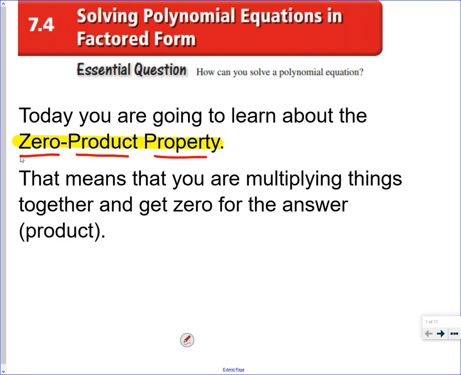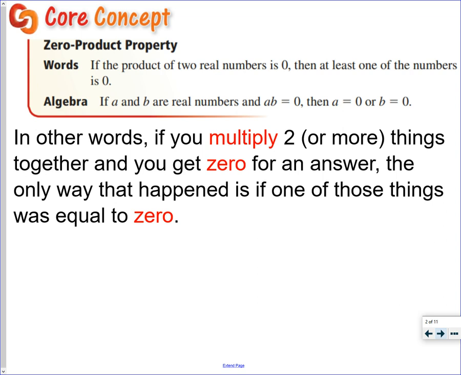That just means, since it says it's a product, we're multiplying some things together and we get 0 for an answer. Well, you know that the only way that happens is if one of the things I was multiplying happened to be 0 to start with. The only way to get 0 for an answer when I multiply is if one of the things that I was multiplying was 0. And we're going to use that to be able to solve some equations. And then, like I said, we'll get into factoring, and then we'll come back to this again after you've learned how to do the factoring as well.